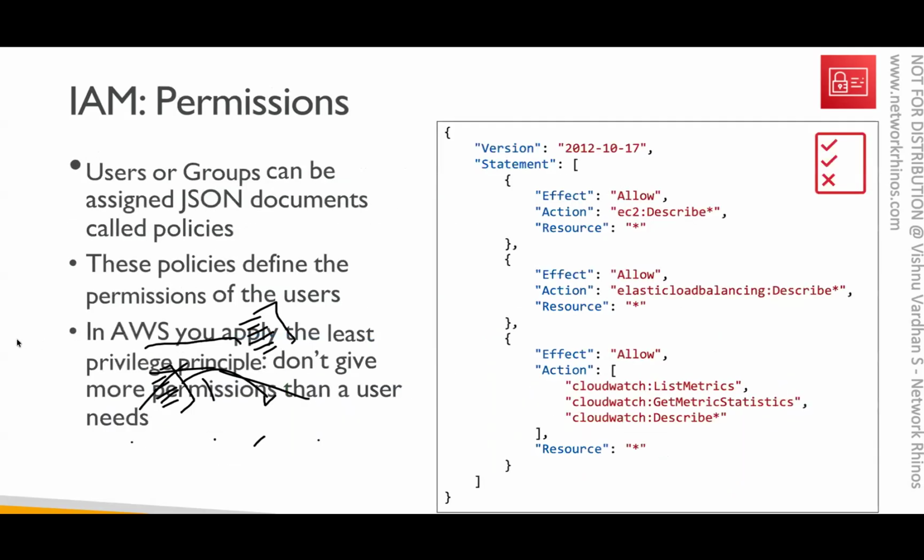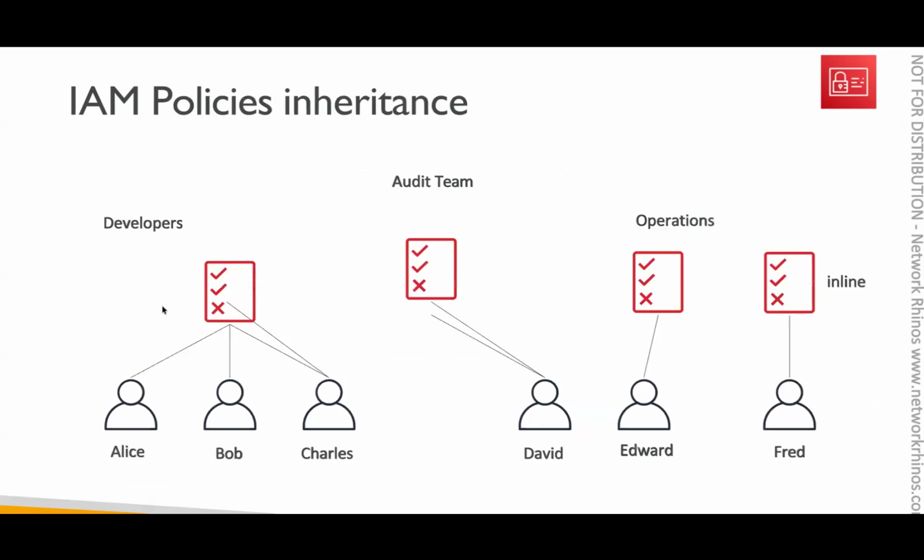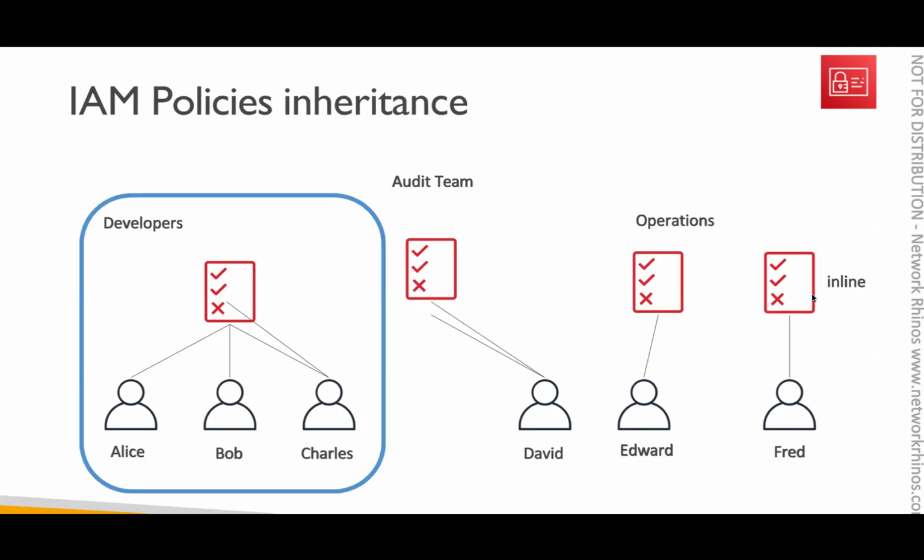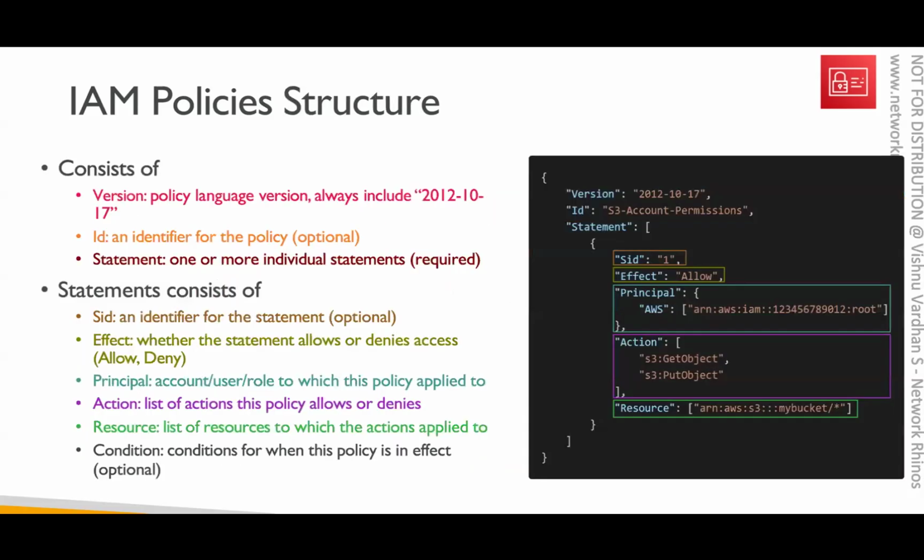We'll see JSON later, not now. Here you can see I have Alice, Bob, Charles, who are part of the developer group, and also the audit team. David is part of the audit team. Edward is part of operations. Fred is inline, meaning he's not part of any group at all. Clear? Great.